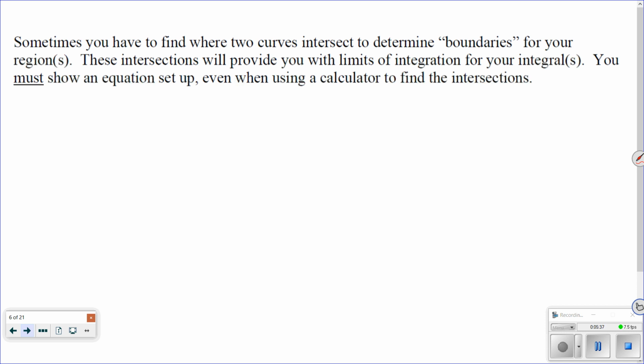Sometimes you'll have it where your boundaries are set by where two graphs intersect. When that happens, you have to find where they intersect. That gives you the upper and lower limit when you integrate. I'll show you an example of that next. But this is important. On your AP test, you have to show an equation. You have to set up the equations, even if you're using a calculator, to show how you found the intersections. And again, this will make more sense when I show you what it looks like.